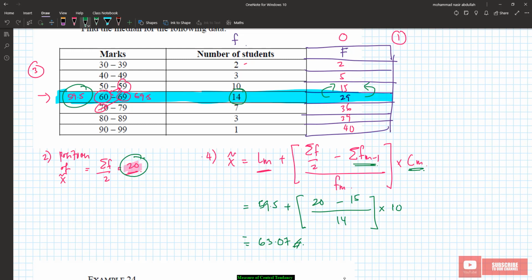So how to interpret this value? We can interpret that 50% of the students have marks less than 63.07, while the other 50% of the students have marks more than 63.07%, right? So this is how we calculate the median. Okay, I hope you understand.